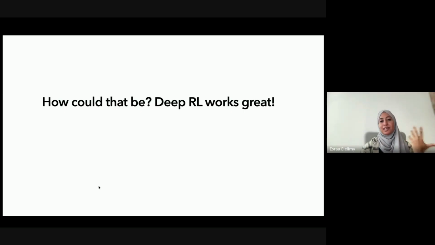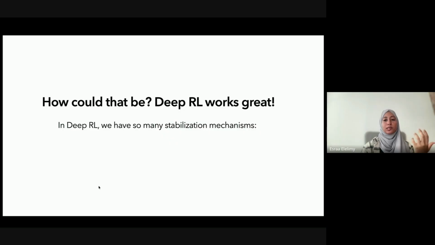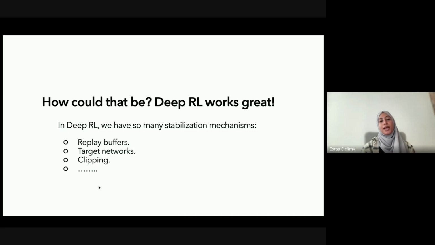But then you might be asking, how could that be? Deep RL seems to work great, which is true, but we usually have so many stabilization mechanisms in deep RL. Things like replay buffers, target networks, clipping, and so many more. And those stabilization mechanisms kind of mitigate some of these divergence issues. But maybe we can step back and ask, can we actually find methods that don't have these stability issues? And maybe when we do that, we can get rid of some of the stabilization mechanisms that we use.